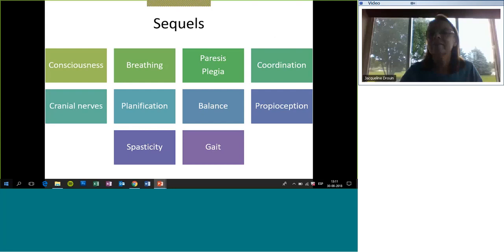Now, CNS sequels can go from very mild to severe. It can affect the state of consciousness, with the child being unresponsive to stimuli, and the ability to breathe independently, and the child could require a machine to do it. Paresis or plegia of one or more extremities is present in most lobe tumors and those in the posterior fossa. The movement coordination can be affected and can cause alteration in how the child walks or writes.